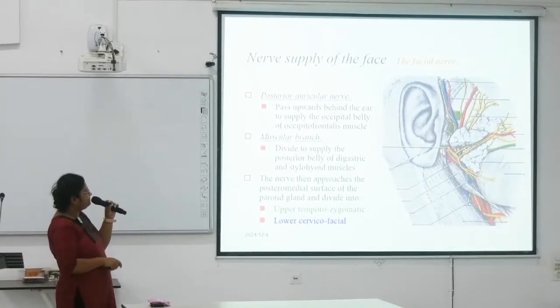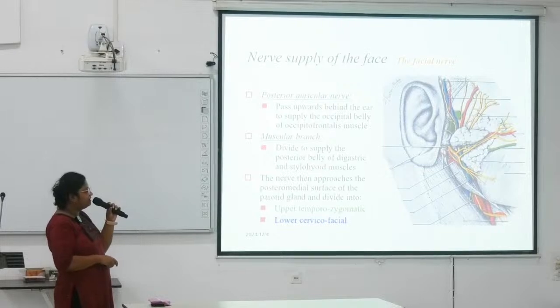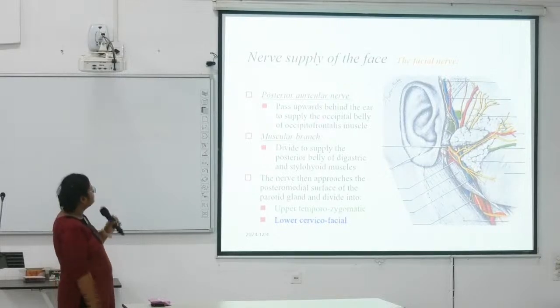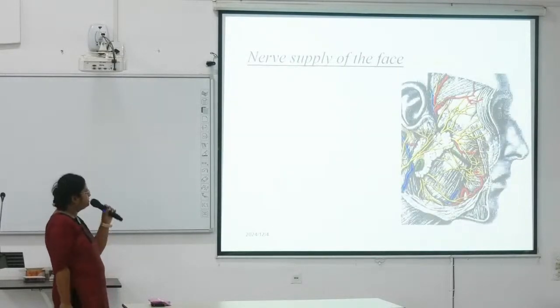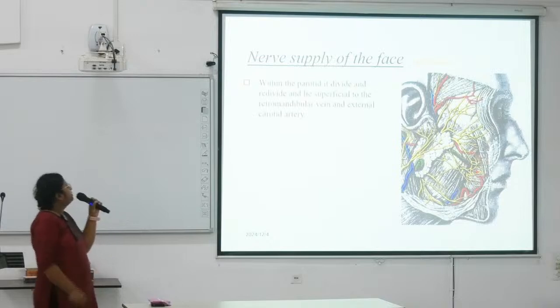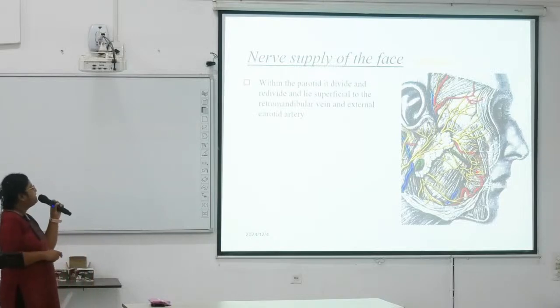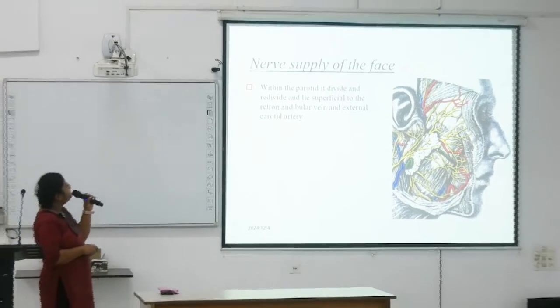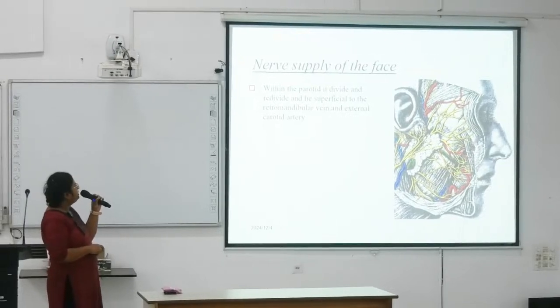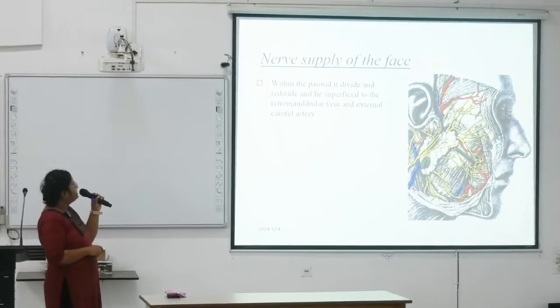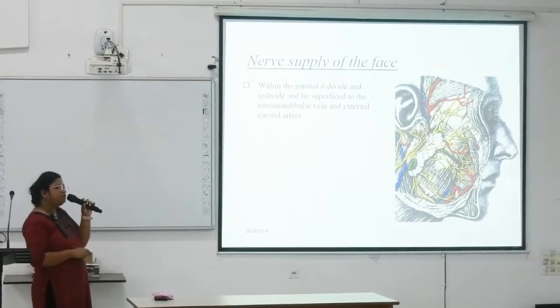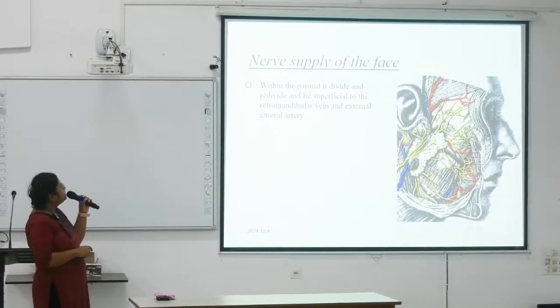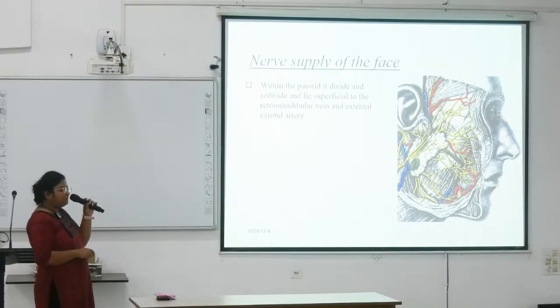Gland has been cut partially to show the nerve fibers. Next. Okay, within the parotid, it divides and redivides and lies superficial to the retromandibular vein and the external carotid artery. This position is also asked. Okay. So it is superficial most, the facial nerve.